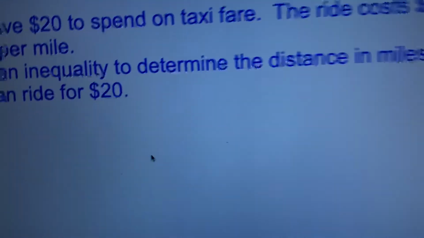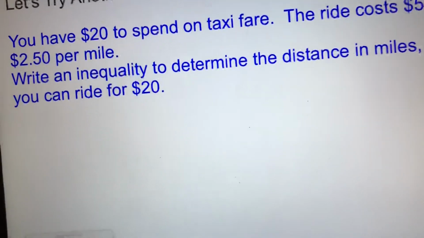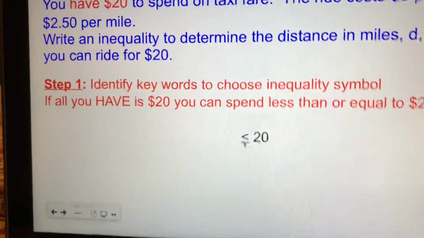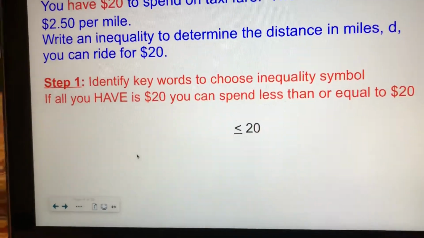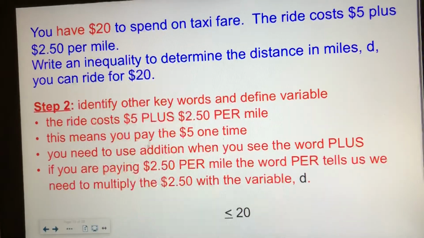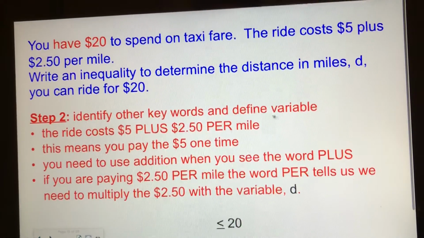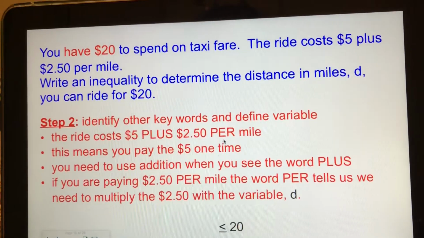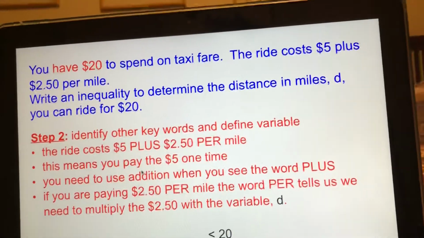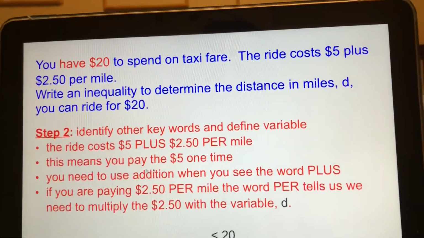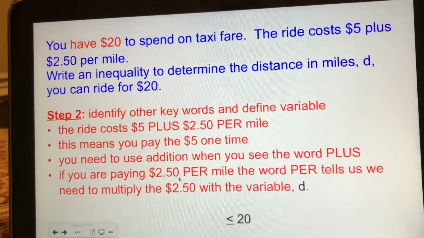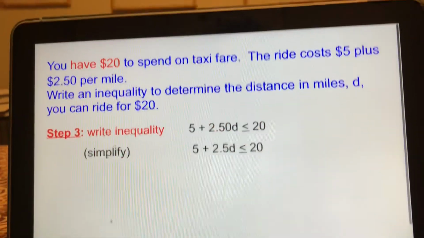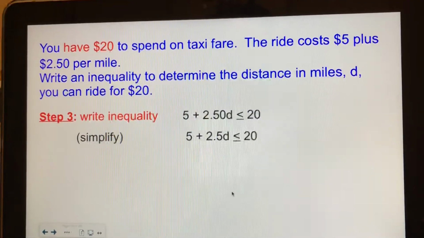So let's take a look here. This is a little more detailed. So first, identify the keywords. So we said less than or equal to 20. Then we identify the other keywords to define our variable. So 5 plus 2.50 per mile. So we have that one-time $5 charge plus the $2.50 times the number of miles. And then here's our inequality.